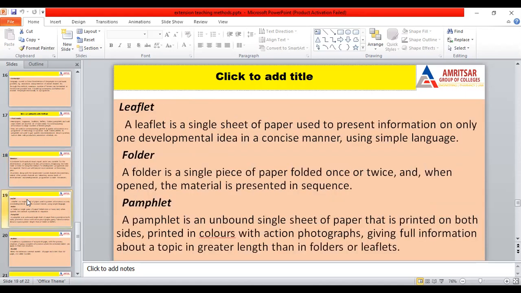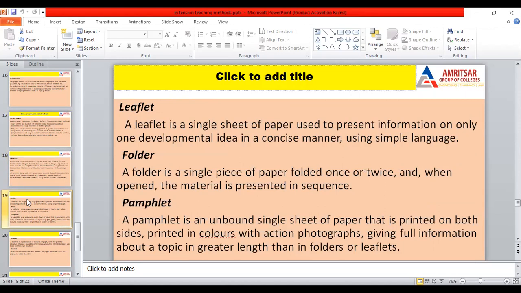Next is a leaflet. A leaflet is a single sheet of paper which is used for disseminating information, and these leaflets are in simple language so that all the people can easily understand them. Next is folder. A folder is also a single piece of paper, but it is folded once or twice and the material is present in it in a sequence.